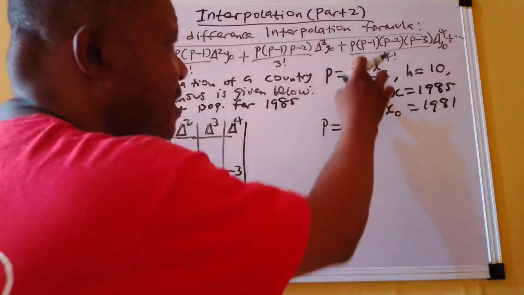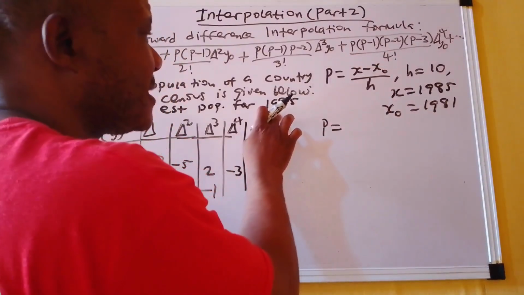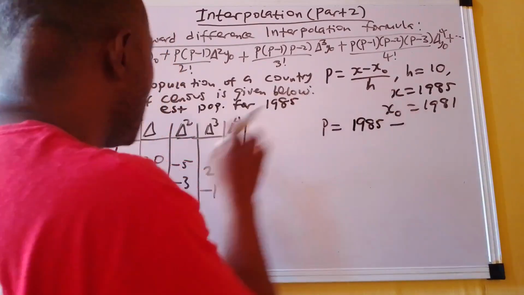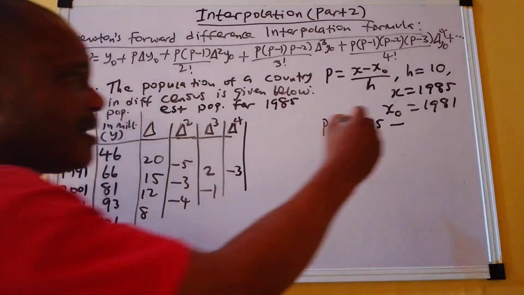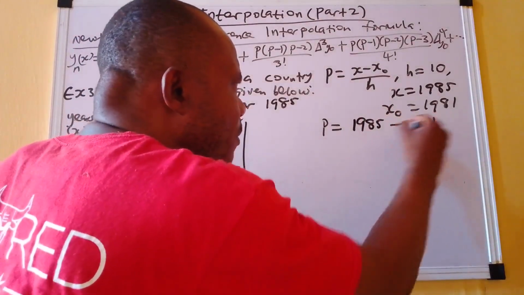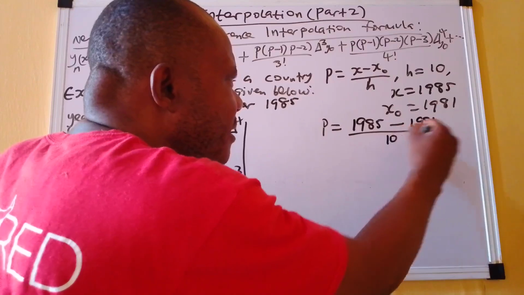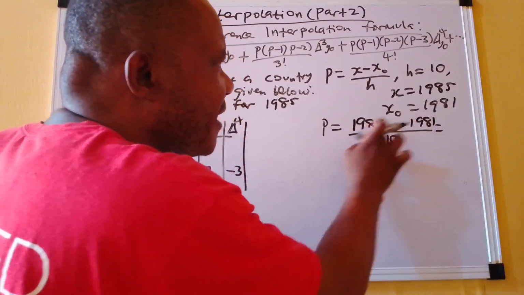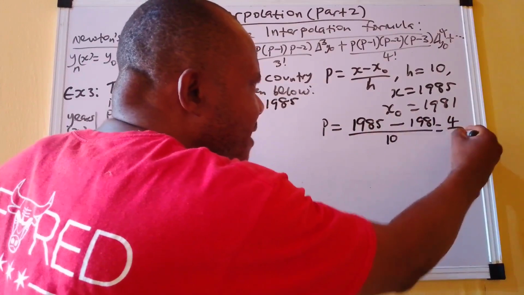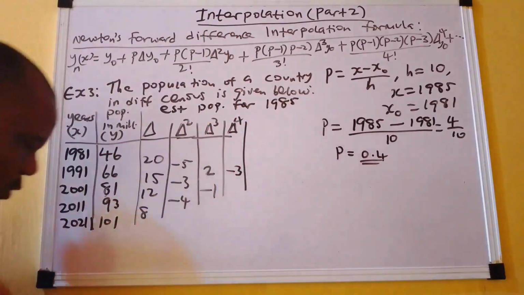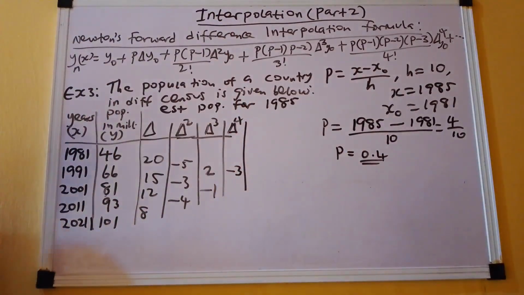So let us calculate our P. So the X is the year we want to estimate for. X is 1985 minus our X naught, of course, the first one, 1981, all over H. X minus X naught all over H. H is 10. So if you say 1985 minus 1981, that will be 4 over 10. So our P is equal to 0.4. So our P for this particular problem is 0.4.